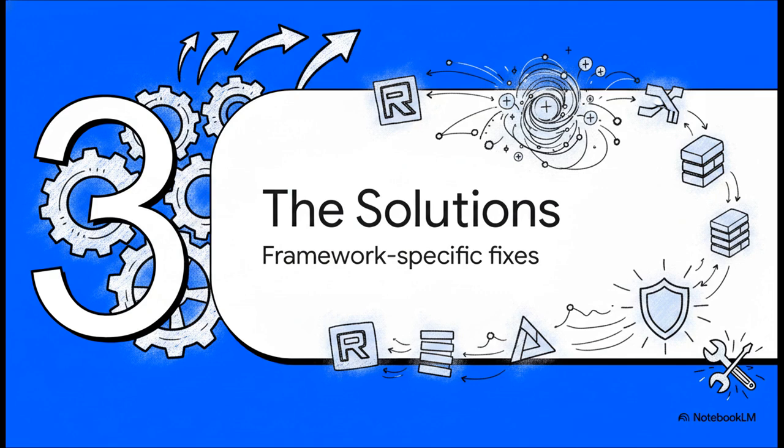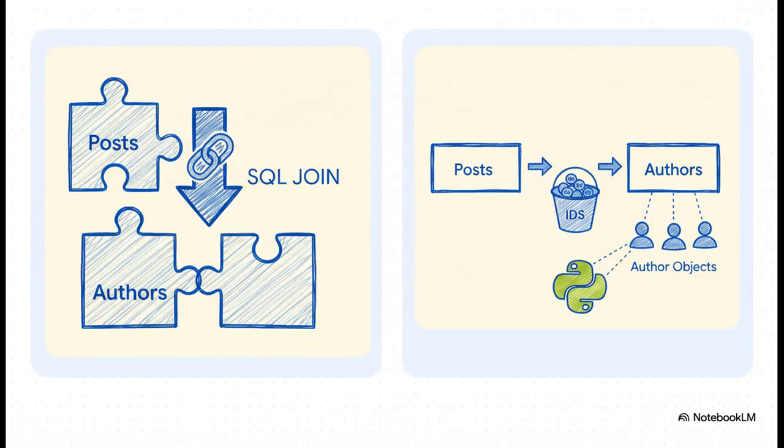Okay, enough about the problem. Let's talk about the solutions. The good news is, every major framework has some really powerful built-in tools to help us fight back against this N+1 monster. You just have to know they exist and how to use them. In the Django world, you've got two main weapons. For a simple one-to-one or foreign key relationship, like a post having one author, you use select_related.